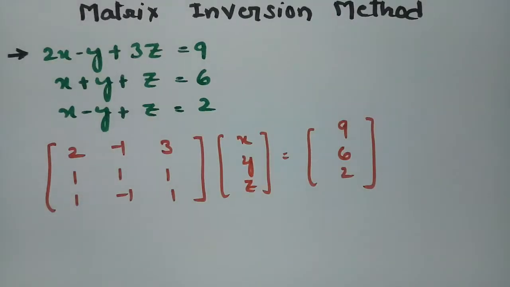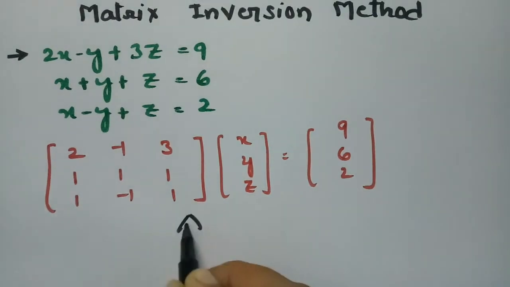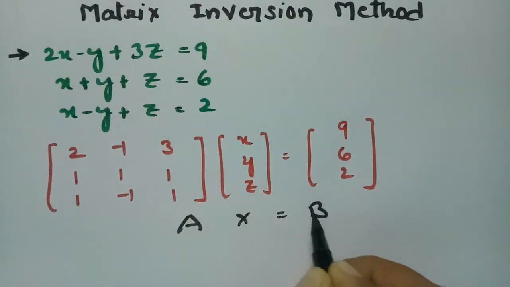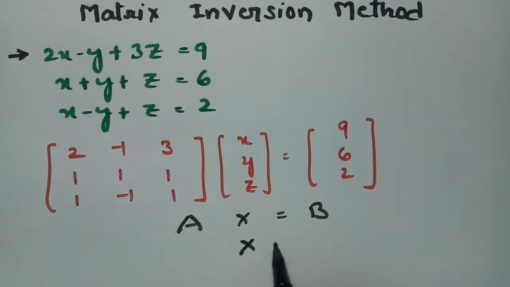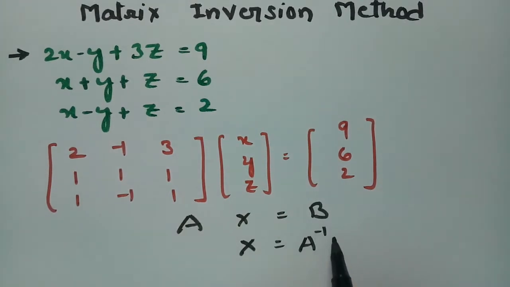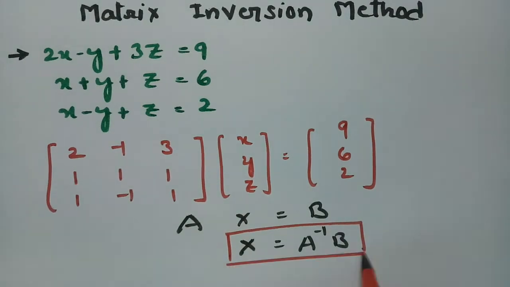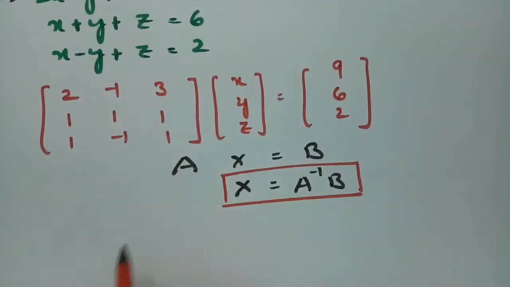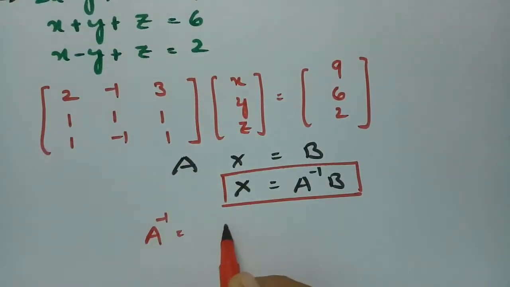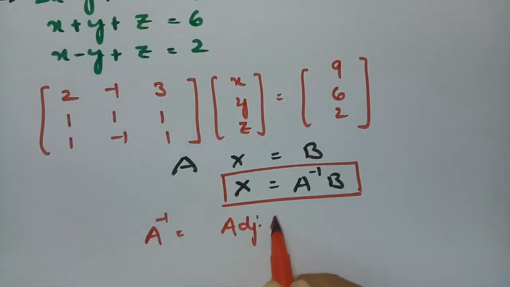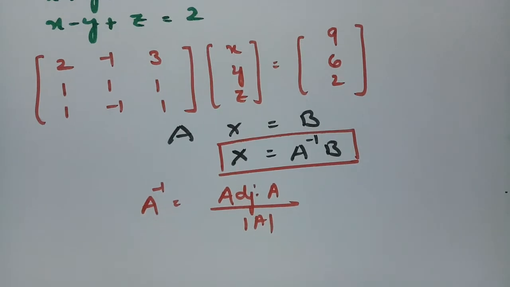If you observe, this is of the form AX is equal to B. I need the value of X, therefore X is equal to A inverse into B. So first of all, we have to find A inverse. For finding A inverse, the formula is adjoint of A by determinant of A. So I have to find the determinant of A.